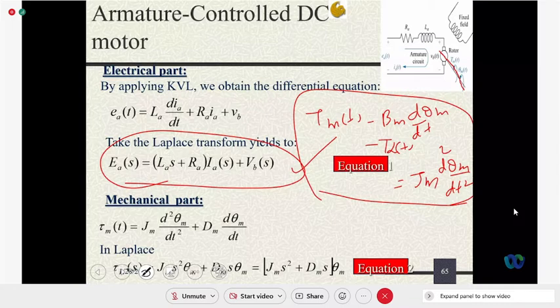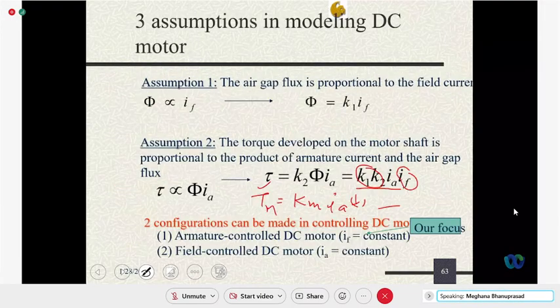Sir, can you explain the K thing in the last slide, please? Which one? The K constant 1 and 2. This one? Yes. I'm coming to that point a little later.